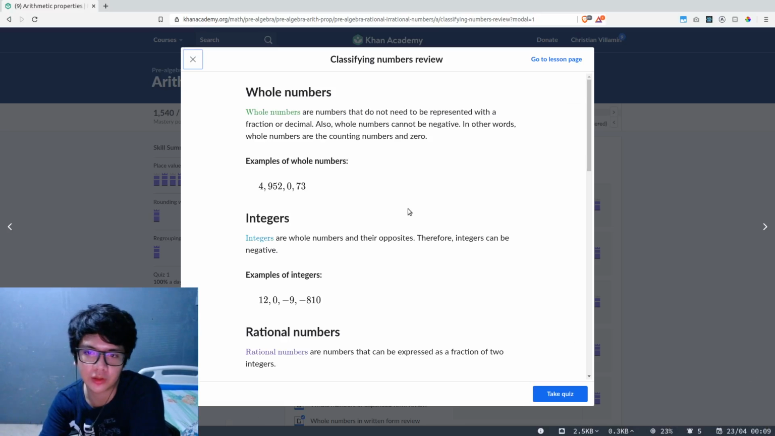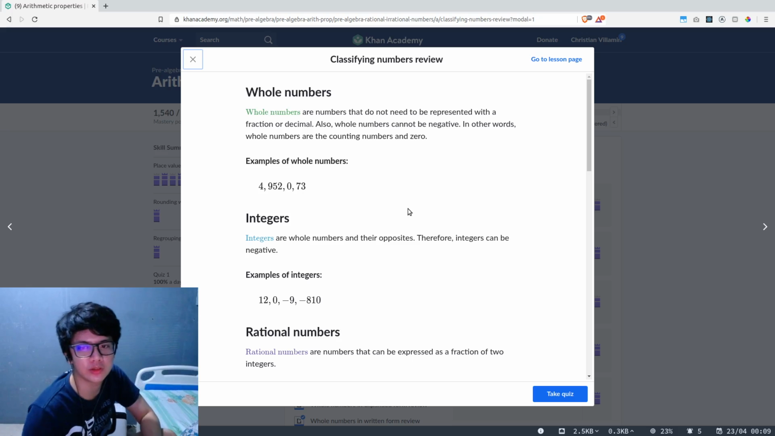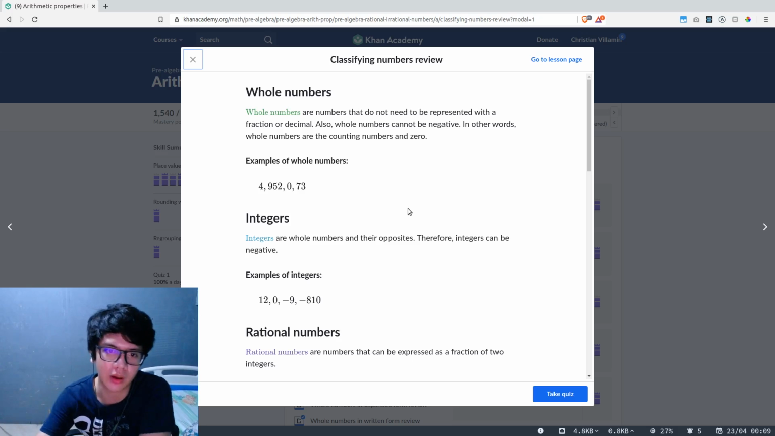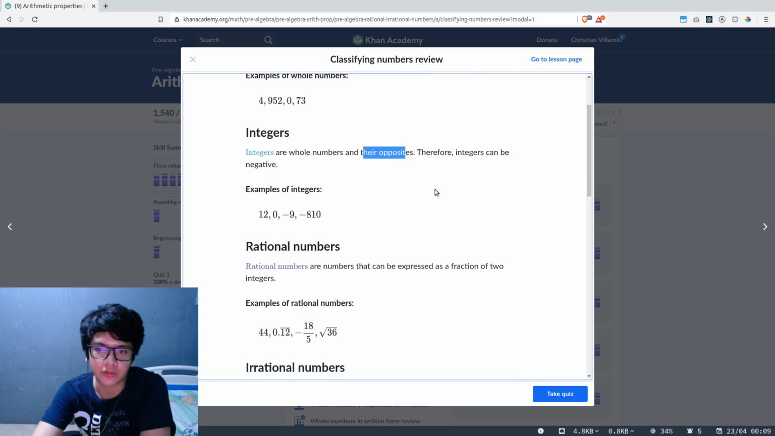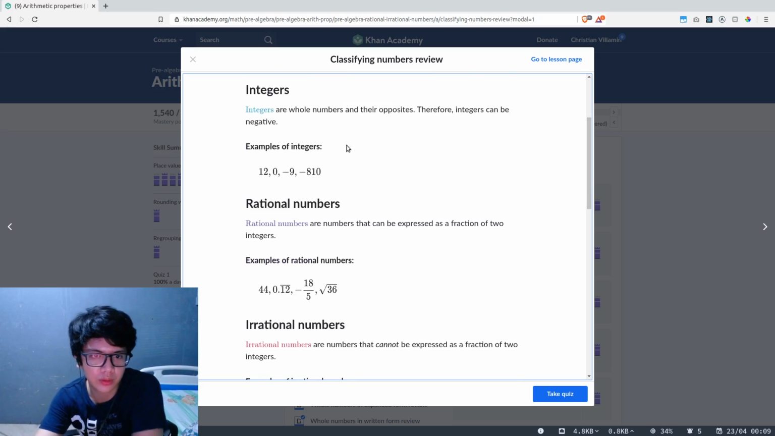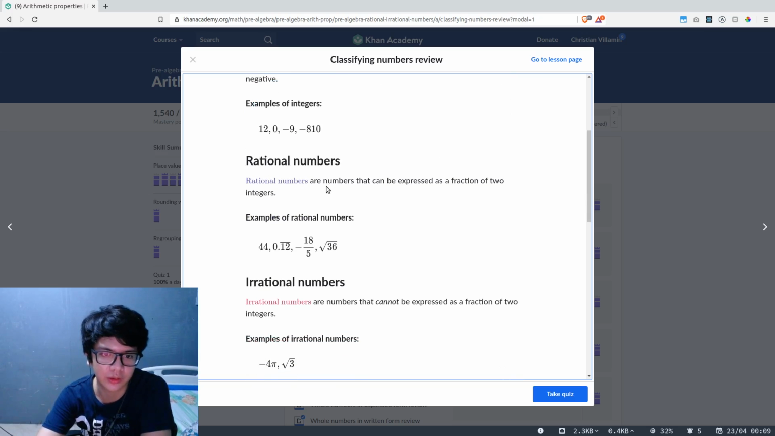Whole numbers do not need to be represented with a fraction. Also, whole numbers cannot be negative. Now, some numbers are the counting numbers and 0. Wow, okay. Integers are whole numbers and their opposites. Therefore, integers can be negative. Oh, cool, okay. Can be expressed as a fraction of two integers.